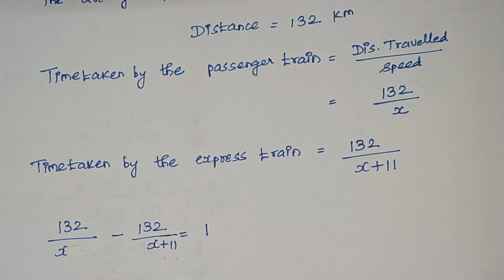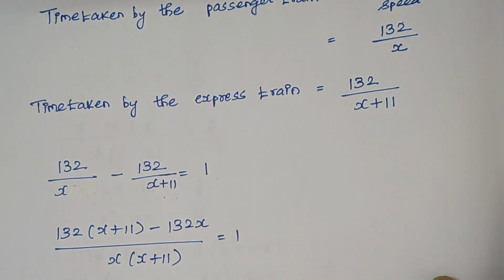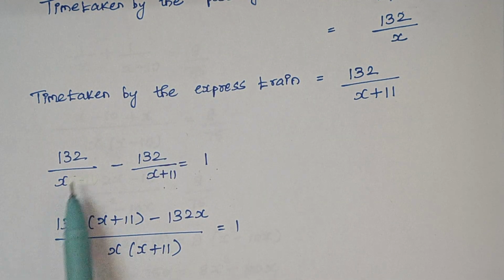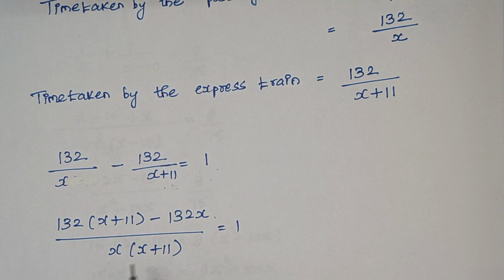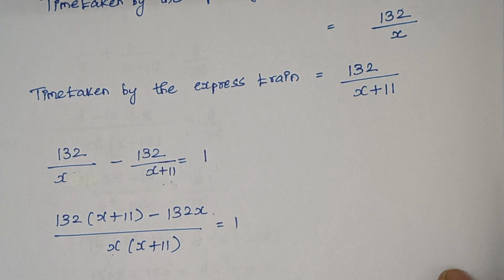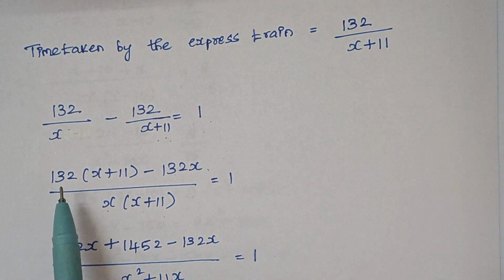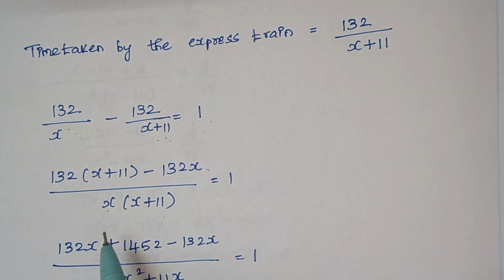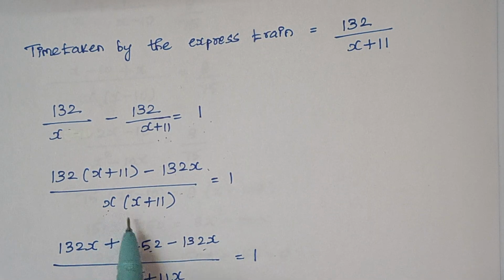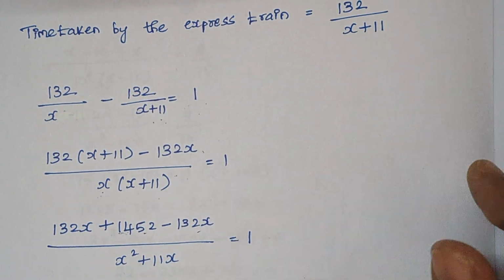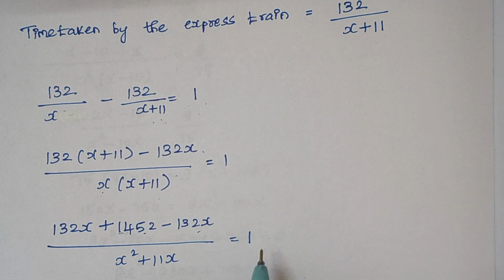Now, we have to solve this equation. The first step is taking the LCM, so here we do a cross multiplication. So, 132 into x plus 11 minus 132 into x, the whole divided by x into x plus 11, is equal to 1. Now, again we are multiplying. So, 132 into x is 132x and 132 into 11 gives 1452, and here minus 132x, the whole divided by x into x is x square and x into 11 is 11x, which is equal to 1.